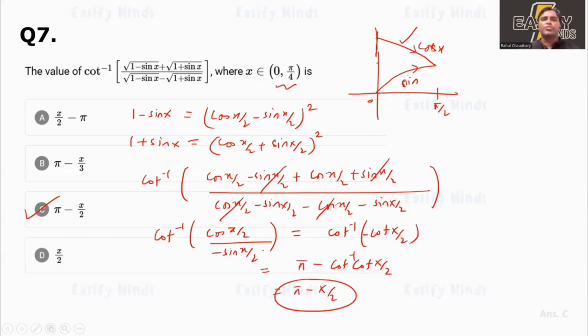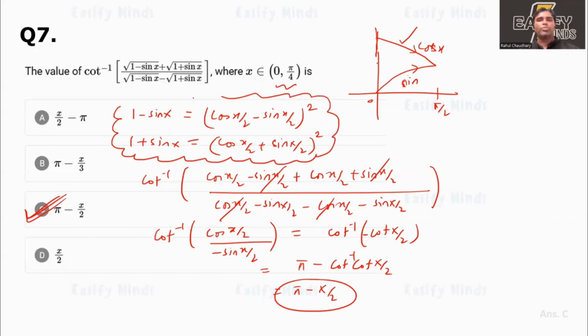Now they can simply ask you different questions, integrate this, differentiate this. So you can do this also. So correct answer is option C. This you have to remember. For 0 to pi by 4, my formula will be this. X belongs to 0 to pi by 4.